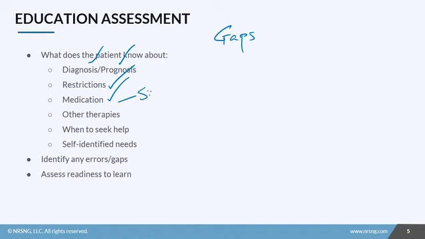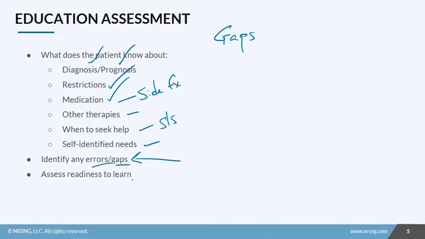So when we talk about medications, we're also going to look at medication side effects. The other thing we look at, do you understand that there are other therapies available? Do you know when to seek help? Do you know what signs or symptoms you're going to present with, and you need to come back to the hospital? That's an example. The other thing you'll ask them is, what do you think that you need to know? And so that helps us identify what they understand in their illness. And it also gives us the opportunity here to identify any errors or gaps.